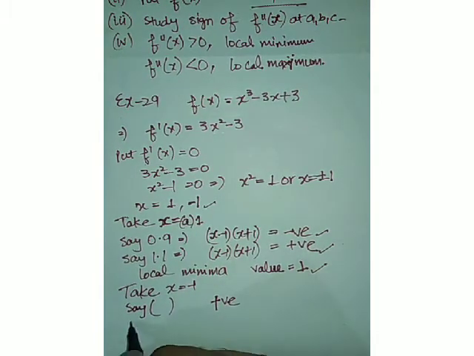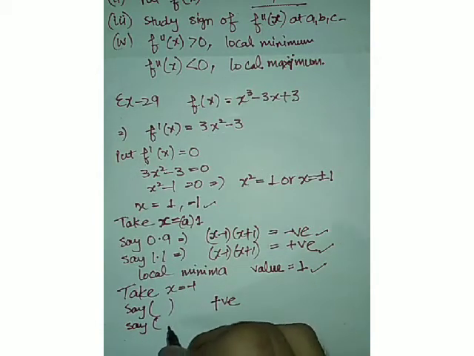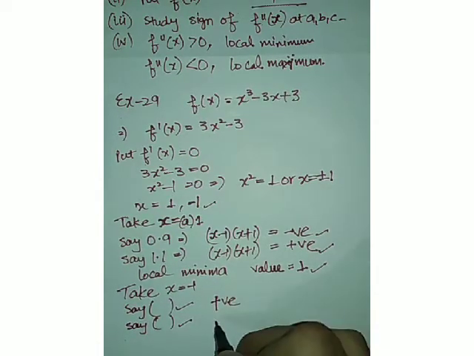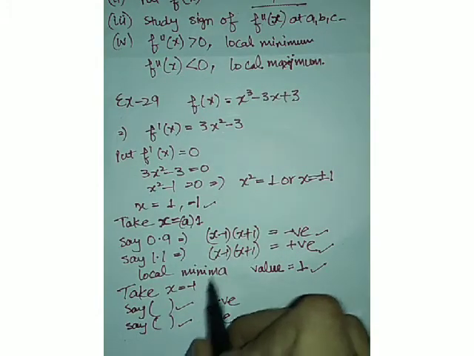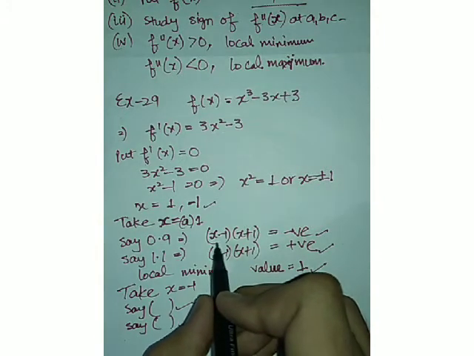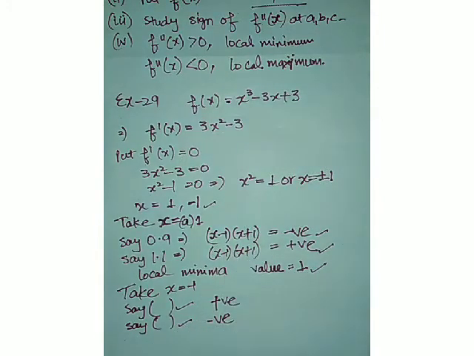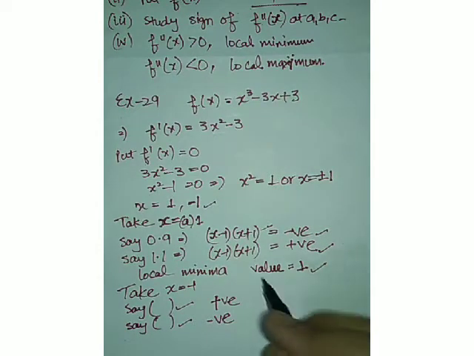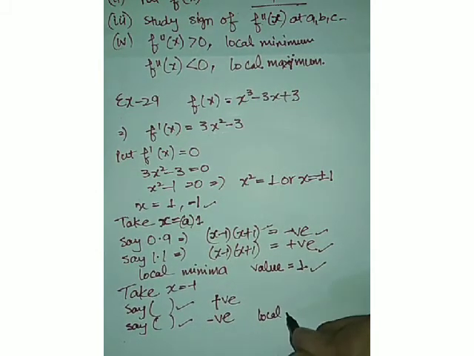And next, if you take any value slightly greater than -1, you can take -0.9, then the sign will be changing to negative, because if you substitute any value that is slightly greater than -1, then you will have a negative sign over here. So that is why the sign is changing from positive to negative. So it's a point of local maxima.